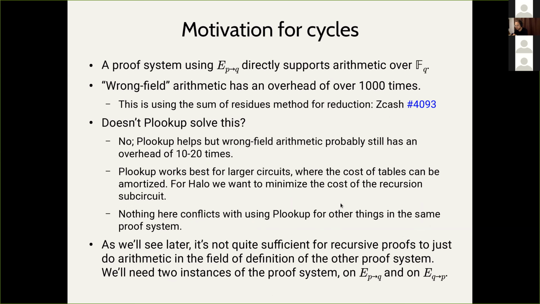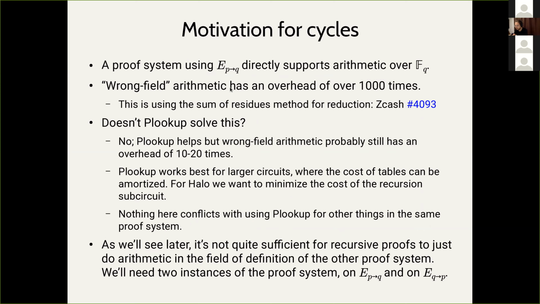And I don't know how to make those. Why do we need cycles? So we assumed that our proof system could directly support arithmetic over FQ, where Q is the prime order.